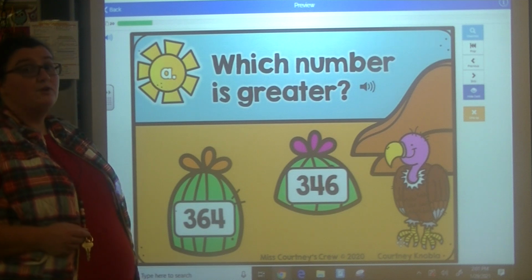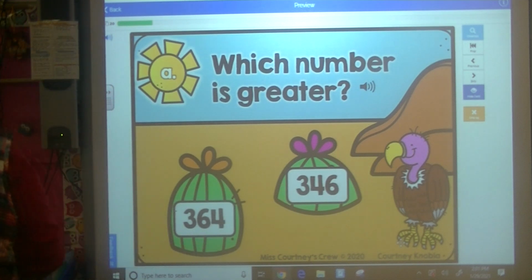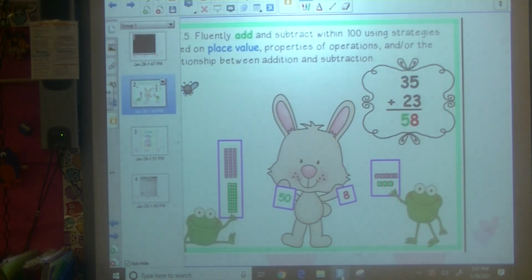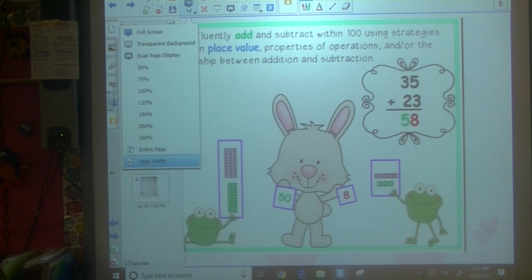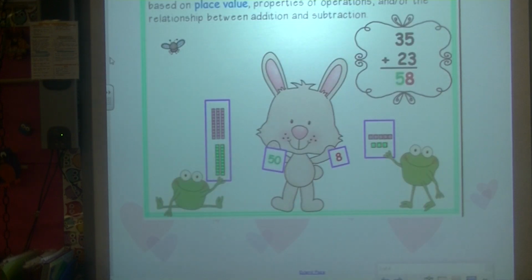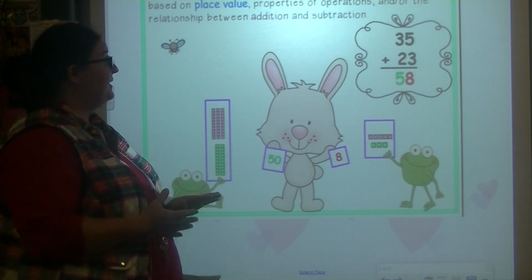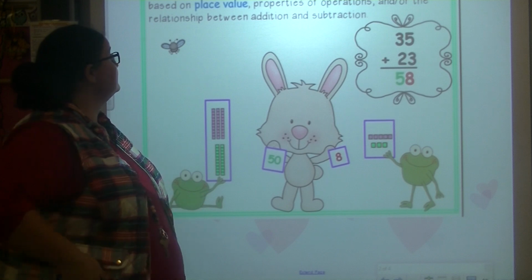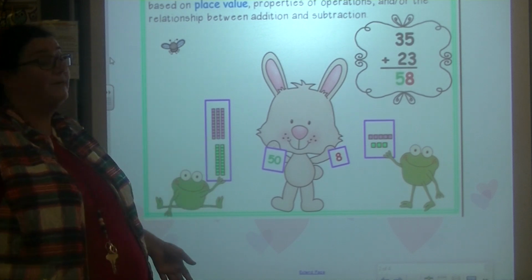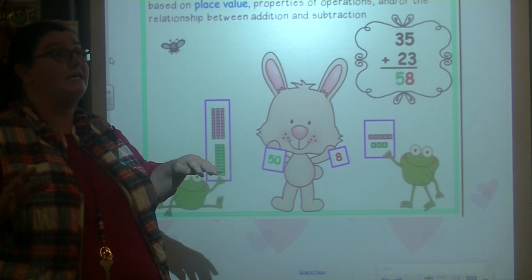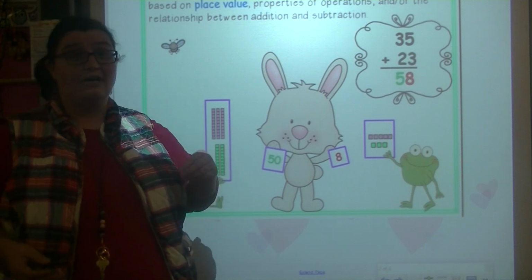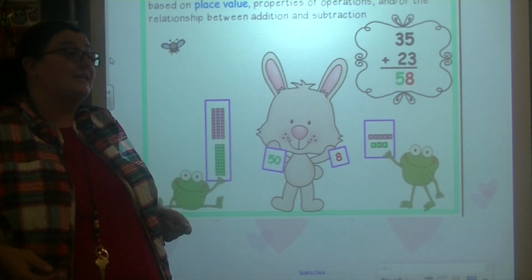Now we're going to move on to something else today. As we continue that, we're going to have lots of things going on in math. A big portion of second grade is about learning to fluently add. Fluently means to do it easily and quickly, not wasting a lot of time.